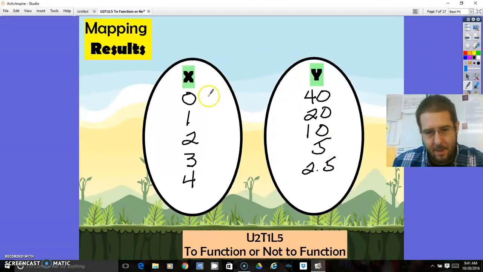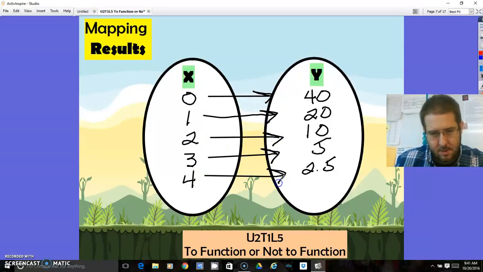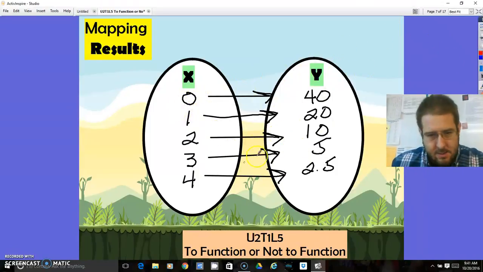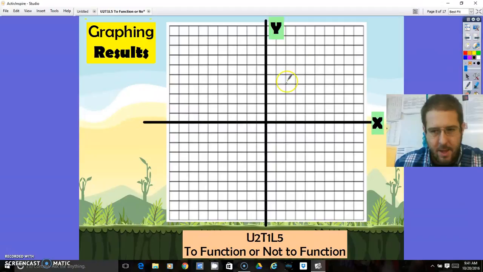So that's called a mapping. A mapping shows a relation, which this is, how x's and y's are related to each other, and you just put an arrow from the x to the y. It's just a pretty basic mapping where each domain is going straight across to one range. It doesn't always go like that.